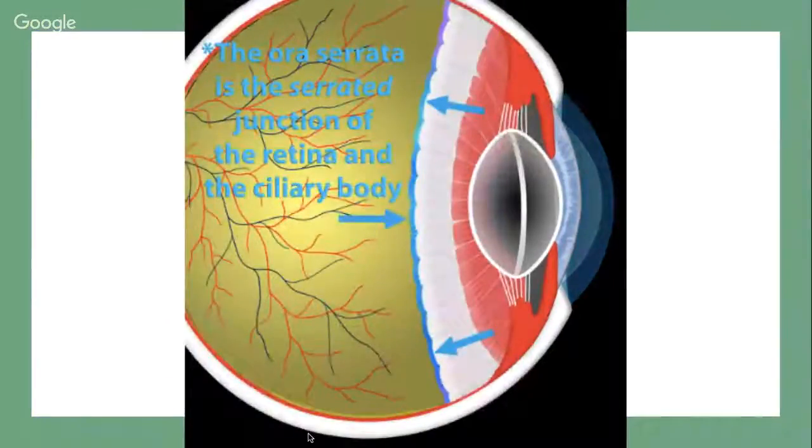The ora serrata is just where the retina and the ciliary body connect, just to keep the ciliary body in place, and they named it ora serrata because it kind of has a serrated appearance where those two join together.